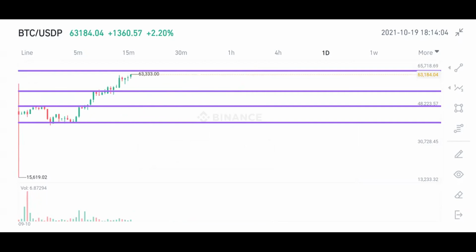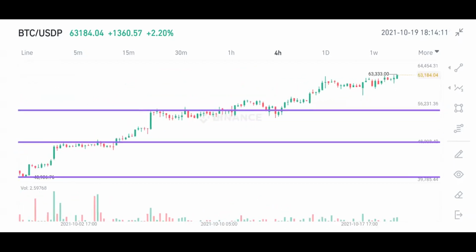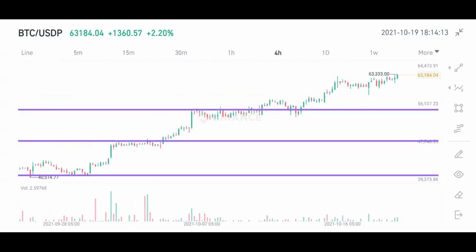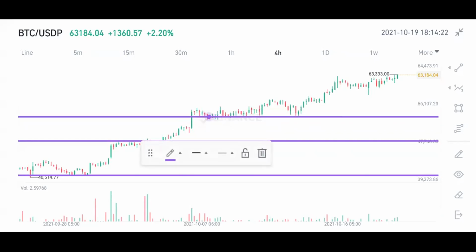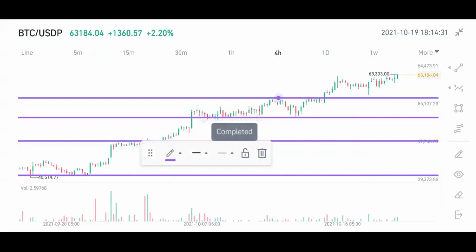So from my daily, I will go to my 4 hours. On 4 hours, we can see those places playing out. So I will place it very well. Good.